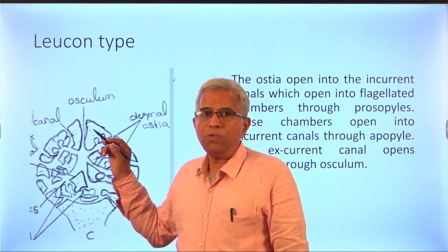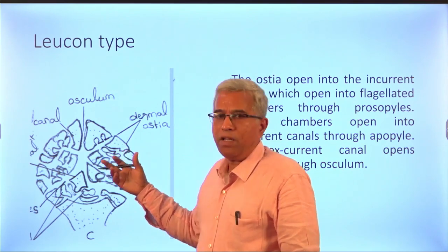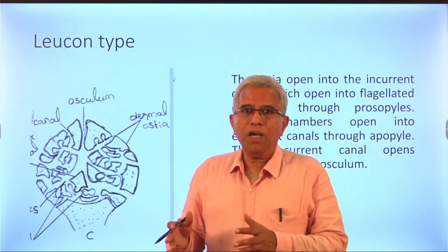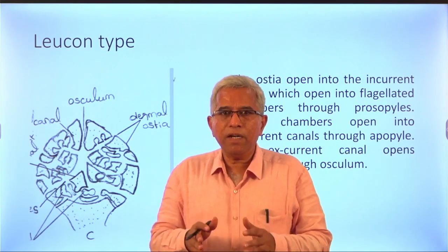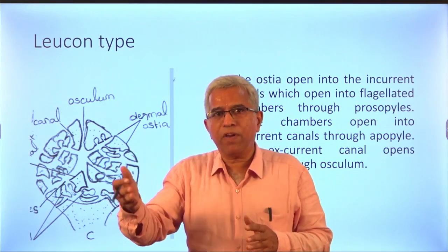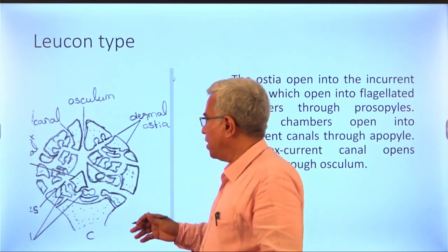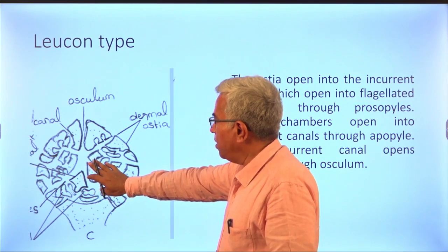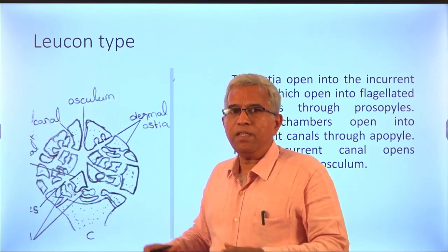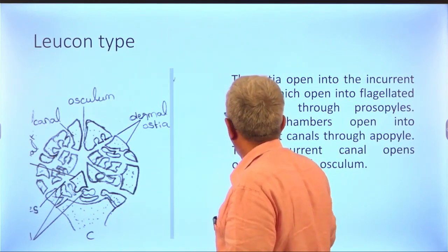In Sycon type, we have used one term called radial canals, but in addition to that, there are certain chambers called flagellated chambers in Leucon type. So like that, Leucon type contains ostia, incurrent canals, flagellated chambers, excurrent canals, and holes or pores or perforations like prosopiles, apopiles, and osculum. And you can see the spongiocele is not there. That means it has vanished. It is obliterated with various invaginations and evaginations like flagellated chambers.